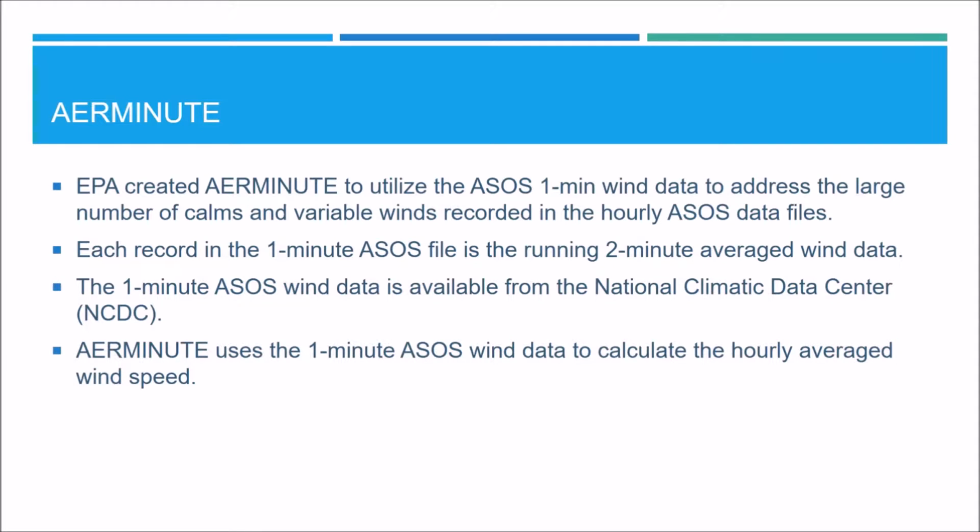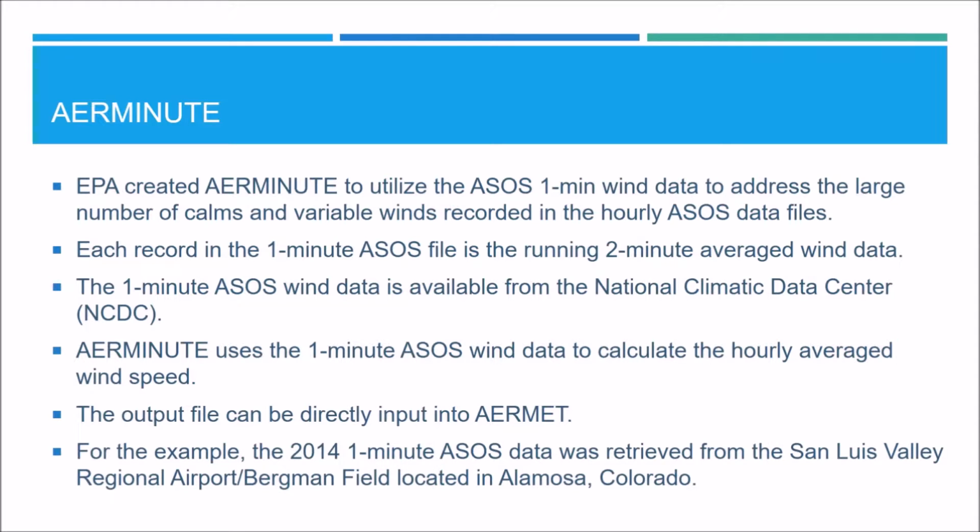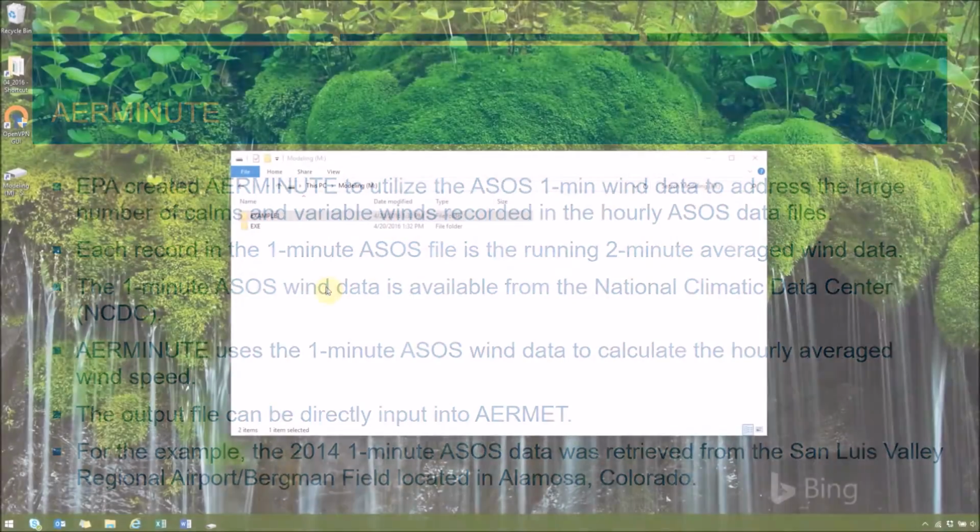AERMINUTE uses the 1 minute ASOS wind data to calculate the hourly averaged wind speed, and the output file can then be directly input into AERMET. For our example run, the 2014 1 minute ASOS data was retrieved from the San Luis Valley Regional Airport / Bergman Field located in Alamosa, Colorado. And typically your reviewing agency will have specific guidelines on what station is appropriate to use in your modeling.